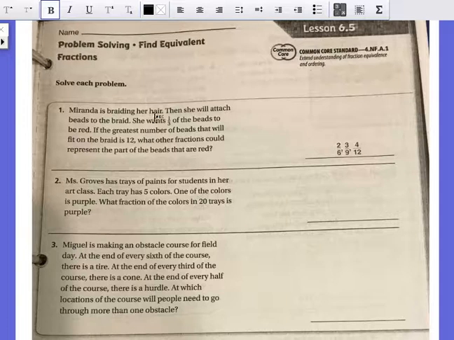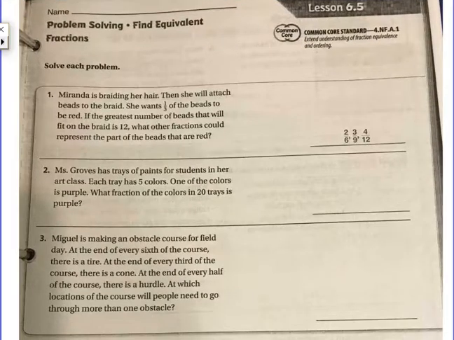Miranda's braiding her hair, then she will attach the beads to the braid. She wants 1/3 of the beads to be red. If the greatest number of beads that will fit on the braid is 12, what other fractions could represent the part of these that are red? I'm going to put 1/3, so 1 filled out of 3. She wants 1/3 of the beads to be red.